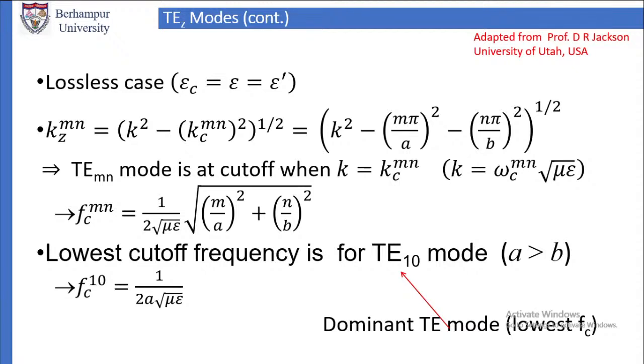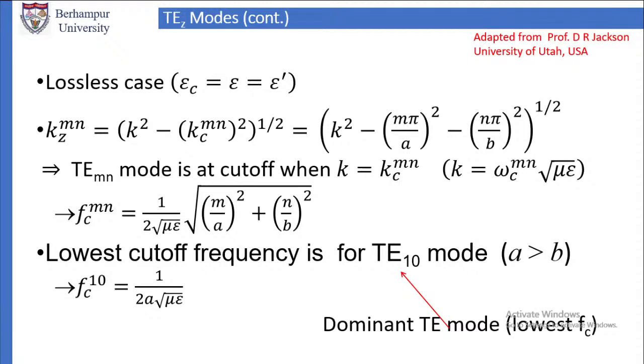The dominant mode is the one with the lowest frequency. What will be the lowest value of the frequency? Now you see fc is equal to this value. If m is equal to 0, then the value will be root over of (n by b) whole square, which is n by b. There will be the n by b term. b is the smaller value, b is small compared to a. So b will give you a larger frequency.